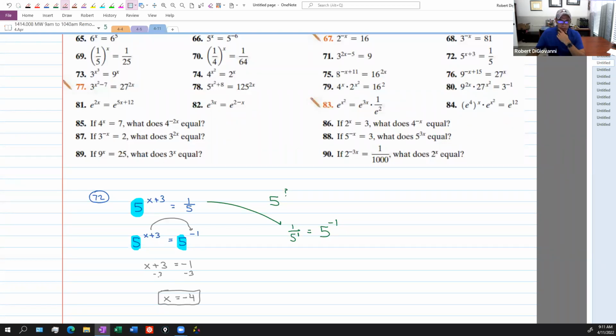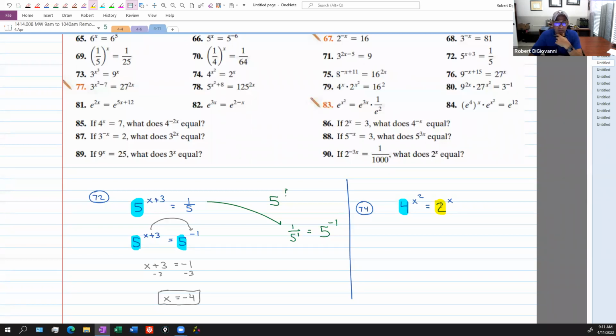How about number 74? What if we have 4 to the x squared equals 2 to the x? We've got x's on both sides, don't we? This is different. One of the bases I have is a 4, the other base I have is a 2. So I need to somehow have these have the same base.